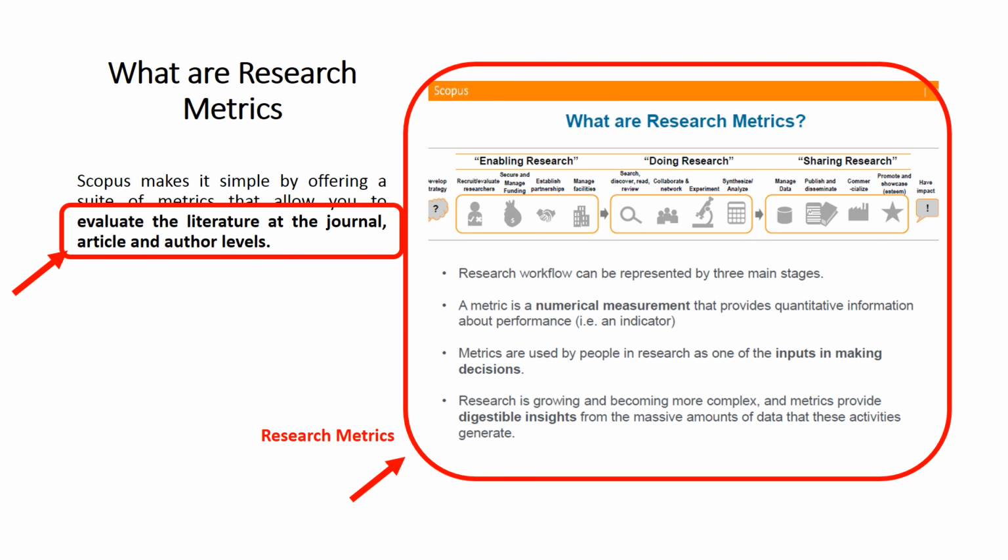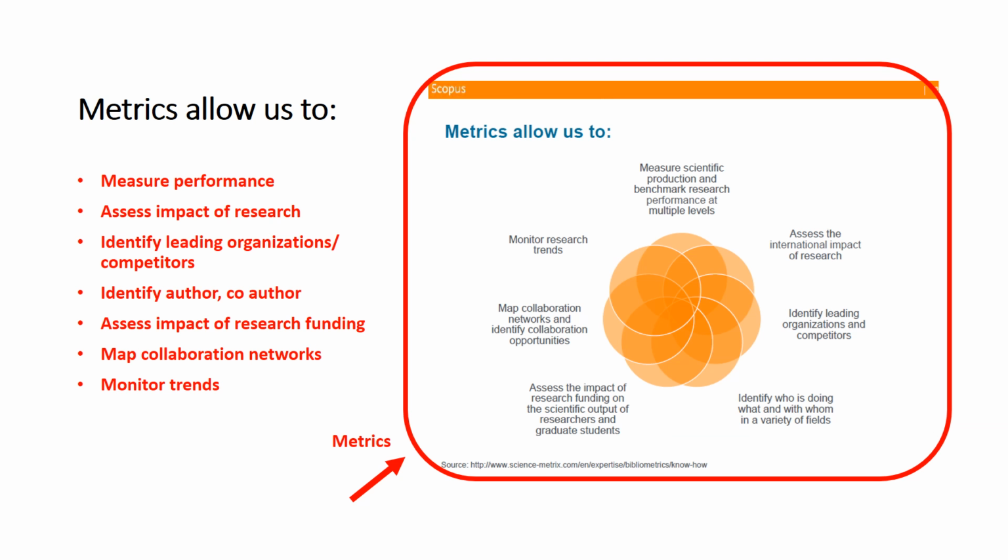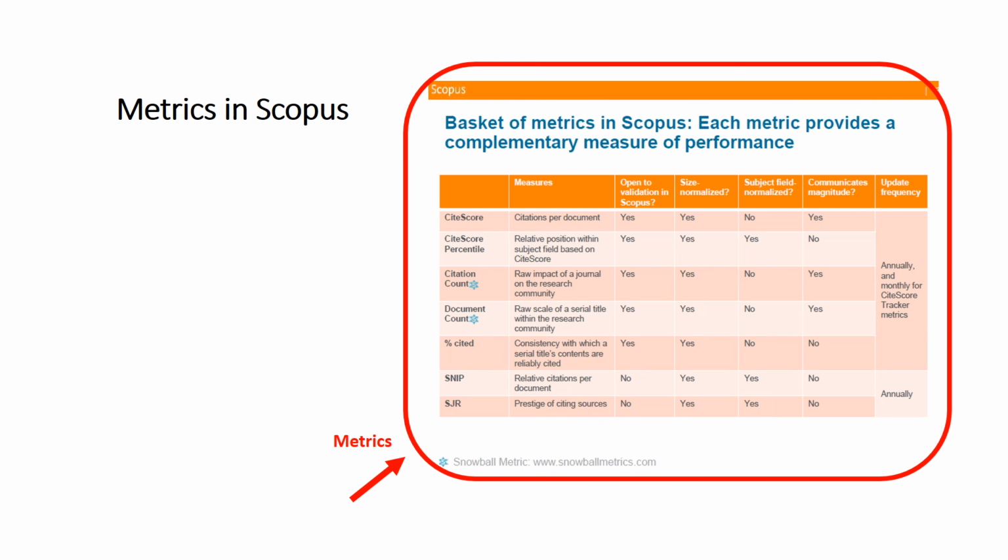Scopus also provides research metrics that allow researchers to evaluate the literature at the journal, article, and author level. These metrics allow you to measure performance, assess the impact of research, identify leading organizations or competitors, identify authors and co-authors, assess the impact of research funding, map collaboration networks, and monitor trends. As you can see in the slide, each metric provides a complementary measure of performance.